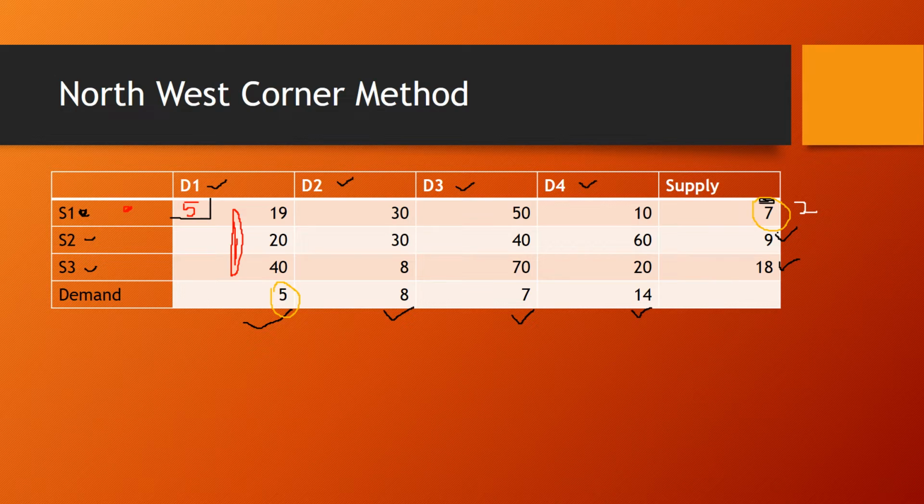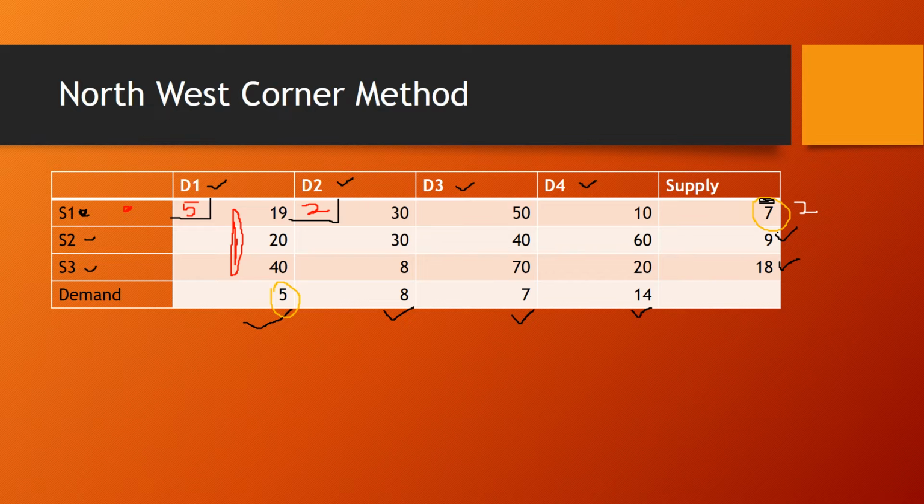Now we will come horizontally to the next northwest corner available to us, because the whole demand of D1 is met, so D1 will not be used. We come to the northwest corner of D2. The demand is 8 and the supply left is 2. Whichever is the least among these will be filled, and the least is 2, so this 2 will be filled here.